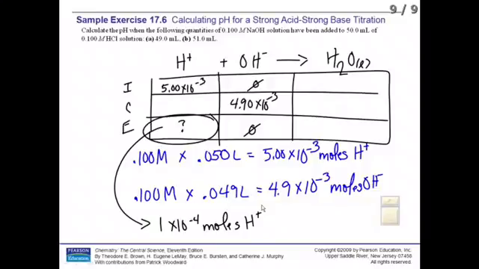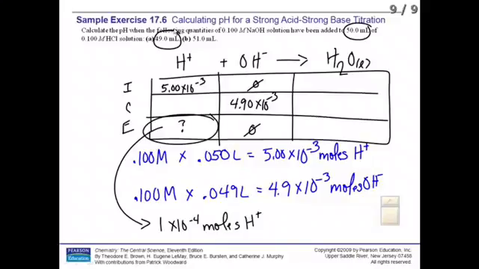Remember, I'm using moles, not molarity, for this particular ice table. All right, and the final step is to figure out what the total volume of the solution is at that point. So remember, you got 50 milliliters of the HCl, and you added 49 milliliters of the base. So the total volume is 50 plus 49. You've got 99 milliliters. So you know what you have to do, right?